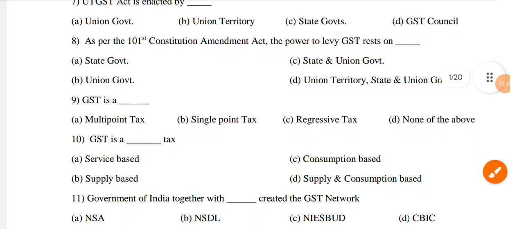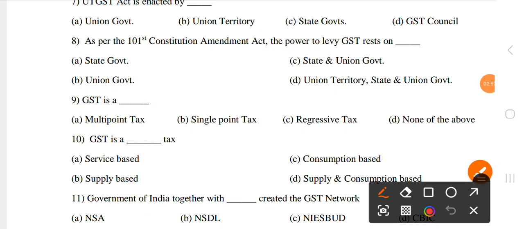Next question, GST is a dash. Option A multi-point tax, B single point tax, C regressive tax, and D none of these. The correct option is A, multi-point tax.